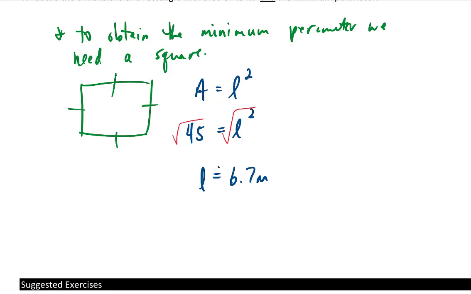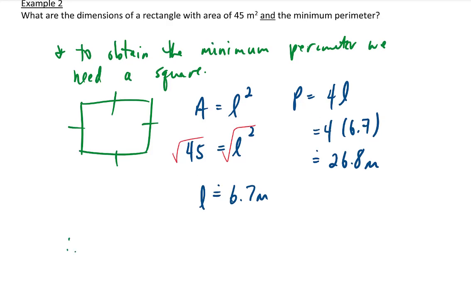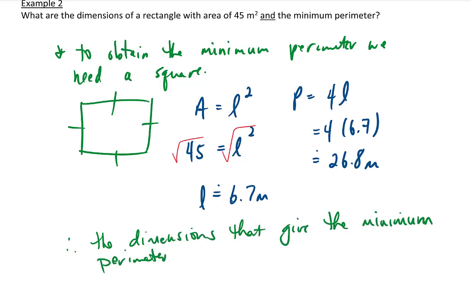So we have the area, we have the dimensions, all we need now is the perimeter. Remember, the perimeter is 2 lengths plus 2 widths, but for a square, it's just 4 lengths. So it's 4 times 6.7, which tells us we'll have a perimeter of approximately 26.8 meters. So therefore, the dimensions that give the minimum perimeter of 26.8 meters are 6.7 meters by 6.7 meters.